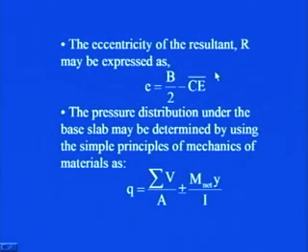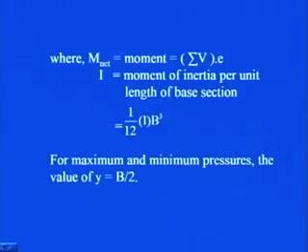So, you see here the eccentricity of the resultant R can be expressed as B by 2 minus the distance CE, and then the pressure distribution under the base slab may be determined by using the simple principles of mechanics of materials, as Q is equal to summation V by A plus minus M net Y by I. Now, what are all these things? Summation V you have already seen is the sum of all the vertical forces. M net is the moment that you have seen. Either you take summation of MR minus summation of MO, or if you know this value of E, you can find summation of V into E.